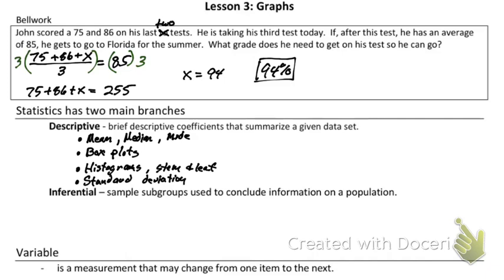Hey, this basketball player is really good. This basketball player is really bad. This basketball player is really consistent. This basketball player is not. Inferential is when you take sample subgroups used to conclude information on an entire population. So basically, when you're doing inferential, you're trying to go from a sample to be able to conclude something about a population.